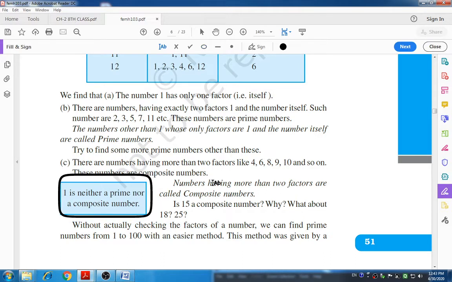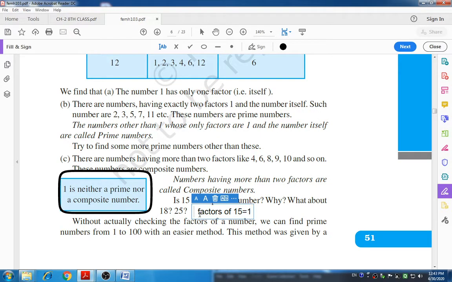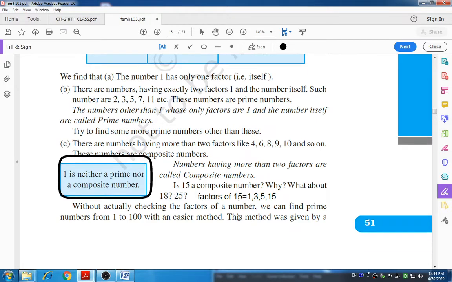But is 15 a composite number? Yes, because look at here, factors of 15 are 1, 3, 5 and 15. That means more than 2 factors. So because of that reason 15 is a composite number, and in that way we can classify prime numbers and composite numbers.